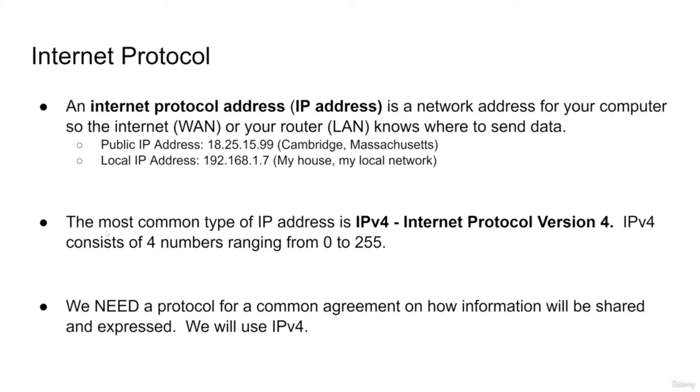Now, an important thing that we have to state is, how do we determine these addresses? Well, an Internet Protocol address, or IP address, is essentially the network address for your computer. So the internet, the WAN, or your router, a LAN, knows where to send data, essentially. So here's a couple of examples. Here's a good example of a public IP address, 18.25.15.99. And you can actually type in public IP addresses and determine where that IP address originated from. So I did that for this one, and this is coming from Cambridge, Massachusetts.